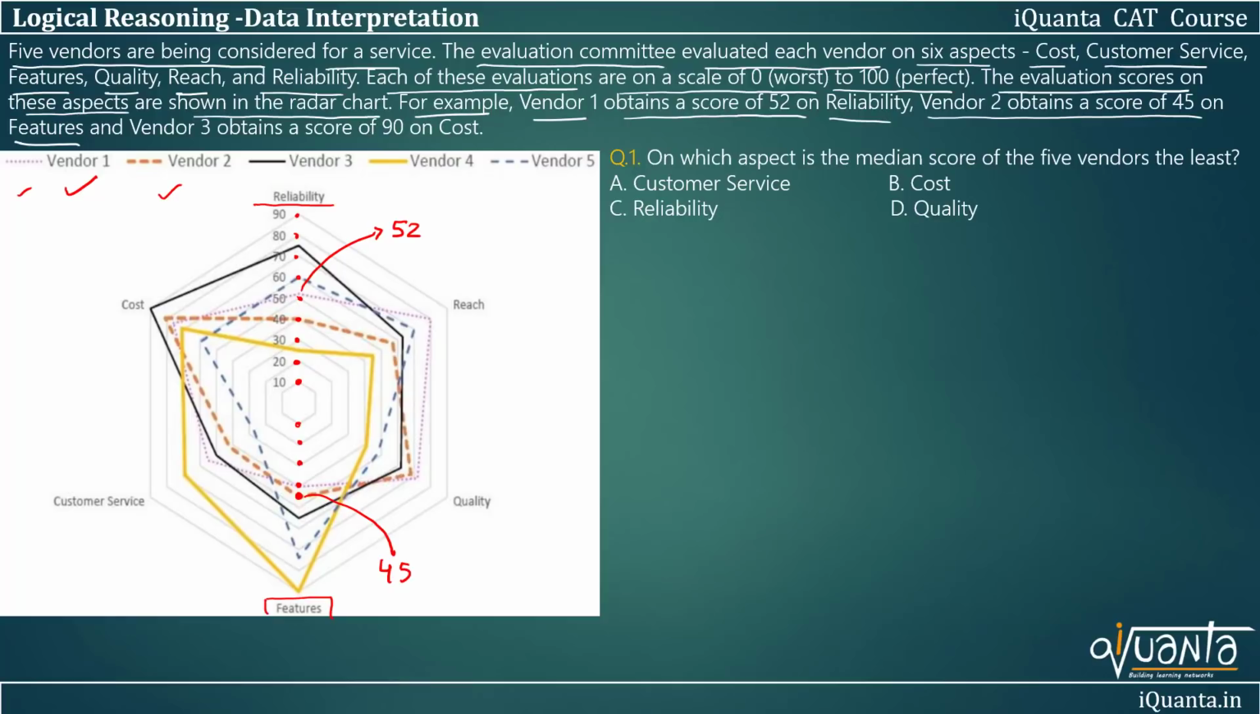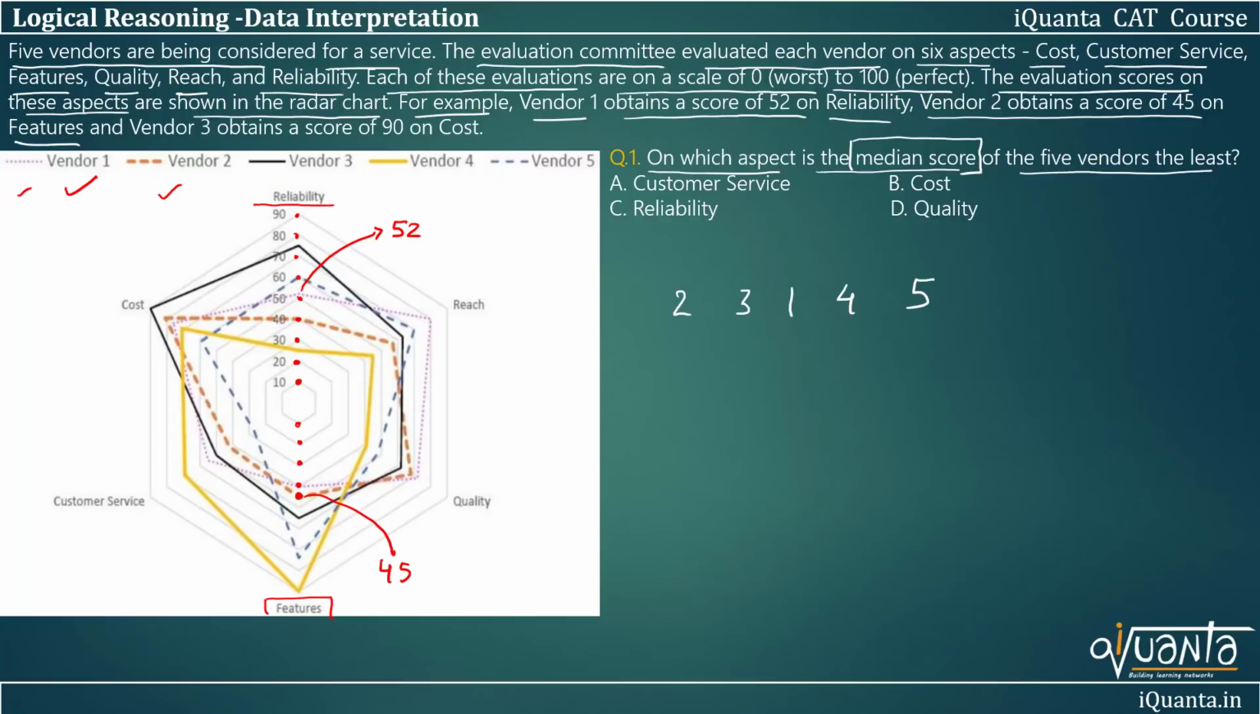So let us start solving the first question. The first question is, on which aspect is the median score of the 5 vendors the least? So we have to calculate the median score of the 5 vendors. I hope you are familiar with the term median. Basically, if you are given a few numbers, you have to arrange them in increasing order. Median is nothing but the middle value. So for example, what is the median of 2, 3, 1, 4 and 5?